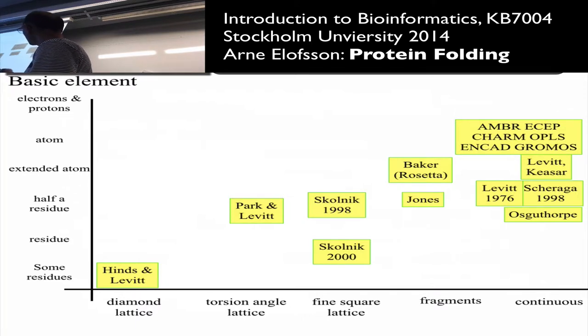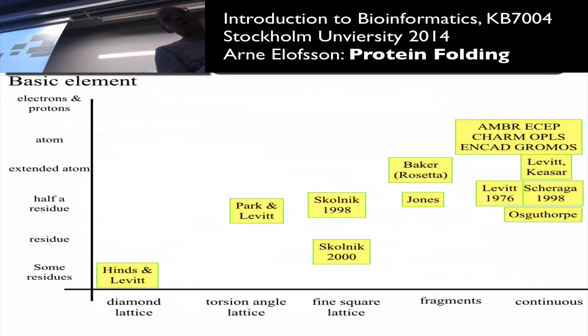I see here this Skolnick model, which has a nice fine square matrix, but uses half a residue for each atom. While David Baker, who we'll talk about later, used fragments here, which is a way to reduce space, and uses some kind of extended atoms. So it uses more than one sphere, having more than one atom.